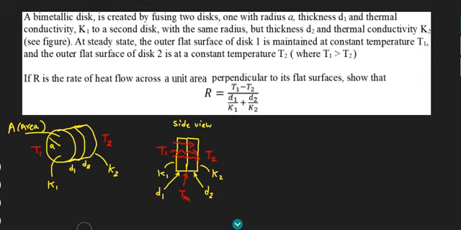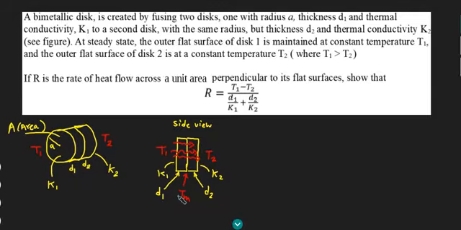Hello there. So today I'm going to talk about a problem that involves the application of the heat conduction equation for steady state conditions. So let's read the question first and then solve the problem.